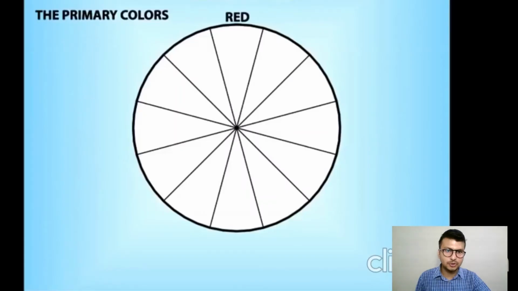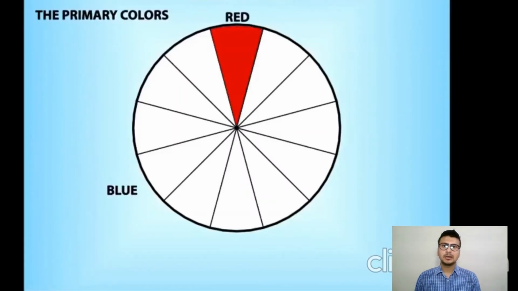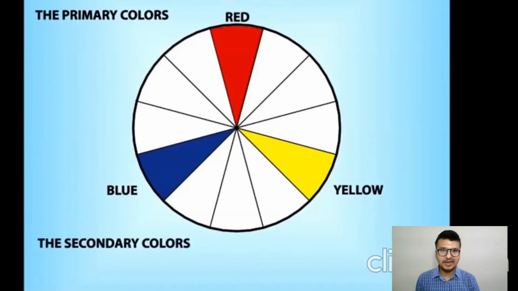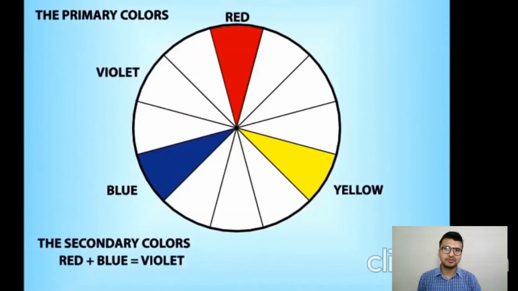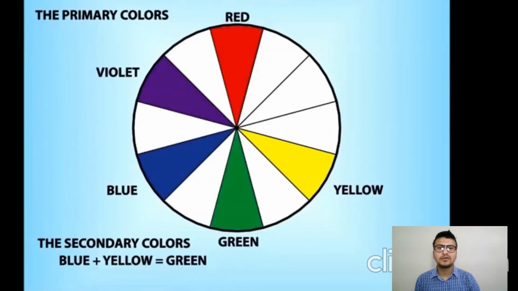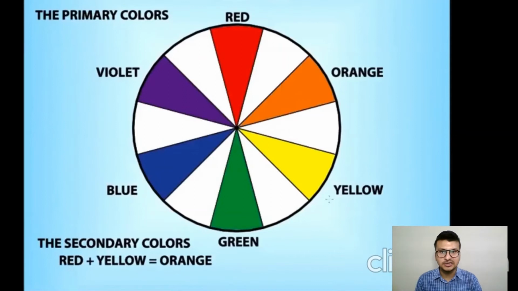So the next topic is color wheel. Primary colors are those like red, blue, and yellow color. Secondary color, when we add two primary colors, we get the secondary color. When we add red and blue color, we get the violet color. When we add blue color and yellow color, we get the green color. When we add yellow and red color, we get the orange color.